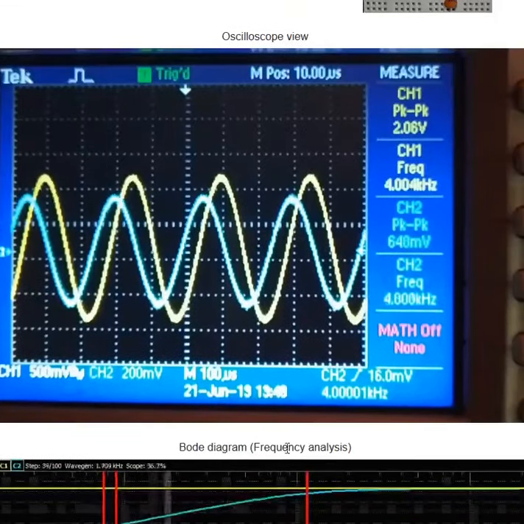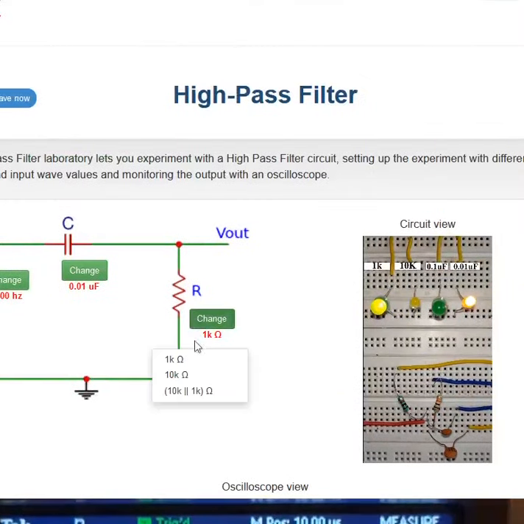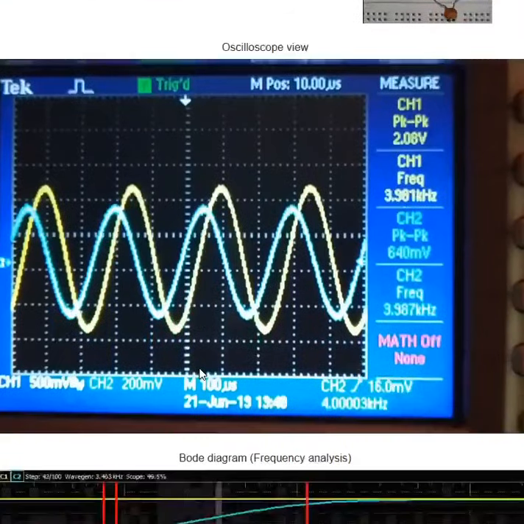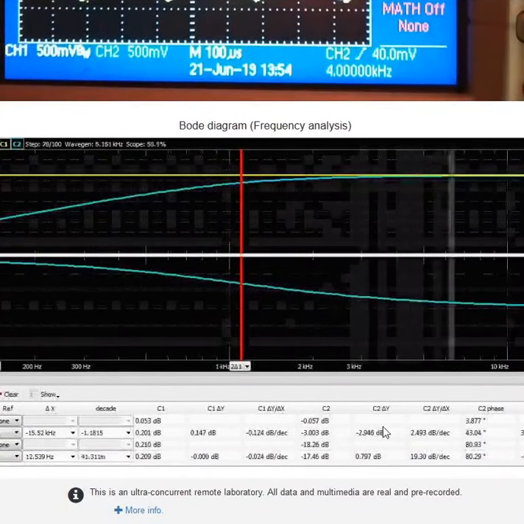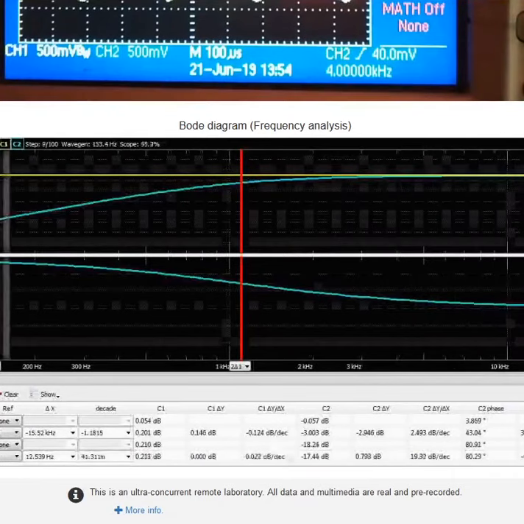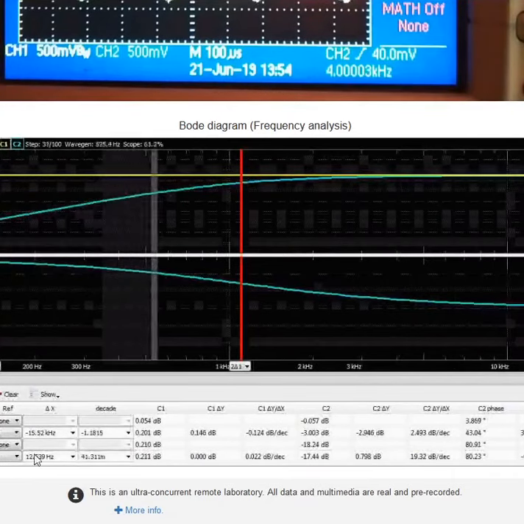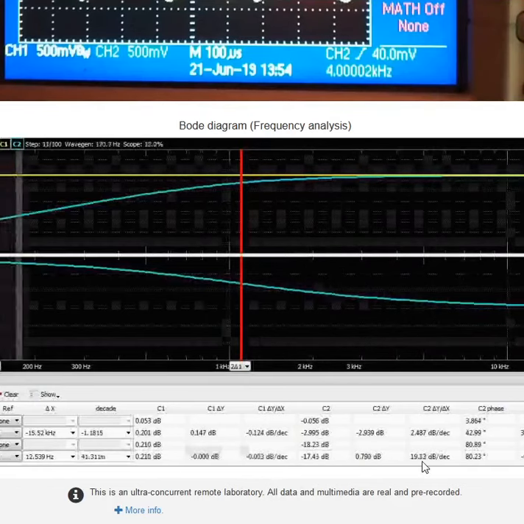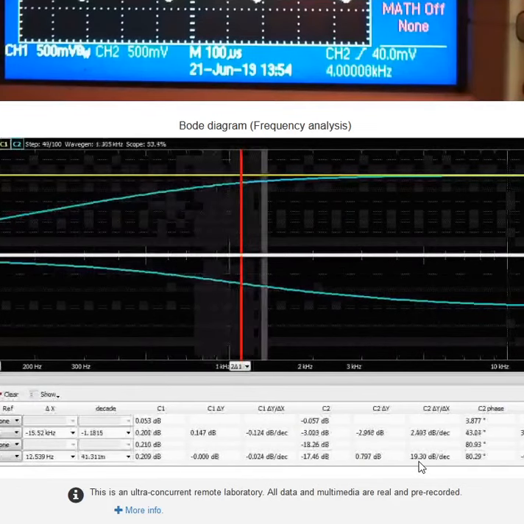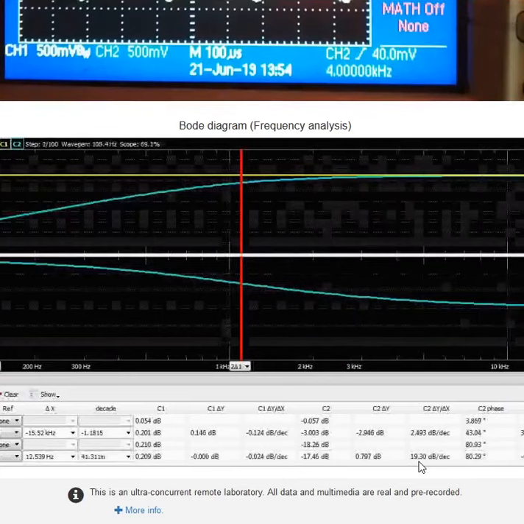If the value of resistor is changed to 10 kΩ, passband gain measured at 16.6 kHz is again almost 0 dB and the cutoff frequency is 1.09 kHz against the ideal value of 1.59 kHz. The roll-off of the filter is 19.32 dB per decade.